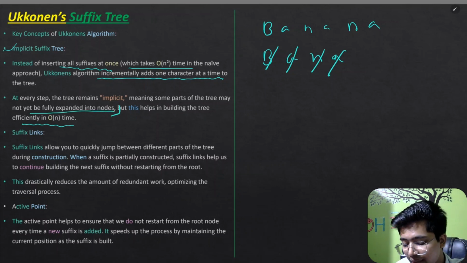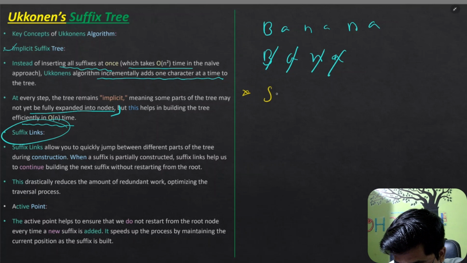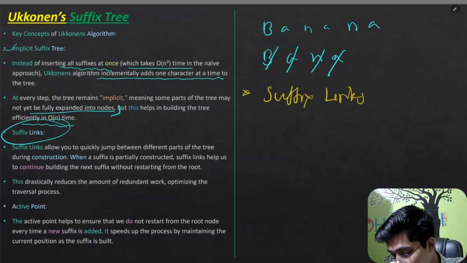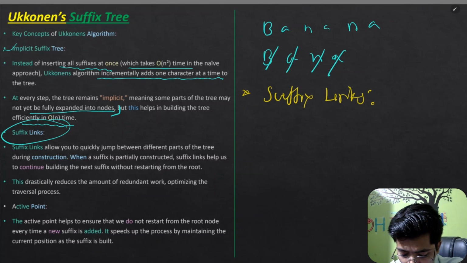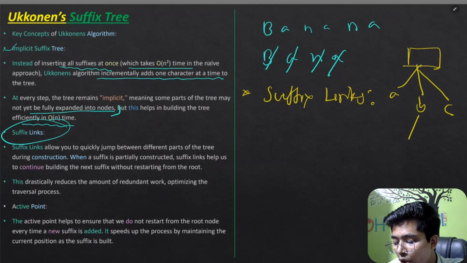Now here is one important thing, suffix links, which play a major role in suffix trees. Suffix links allow you to quickly jump between different parts of the tree during construction. Suppose this is our tree, that is the root, and we have inserted A, then we have inserted B, then we have inserted C, then we have inserted some more. So suppose we want to jump from here to here. This is directly possible, jumping from here to there with the help of suffix links.